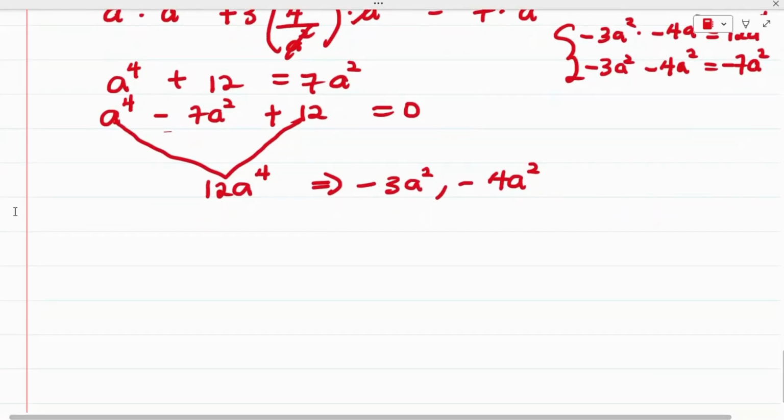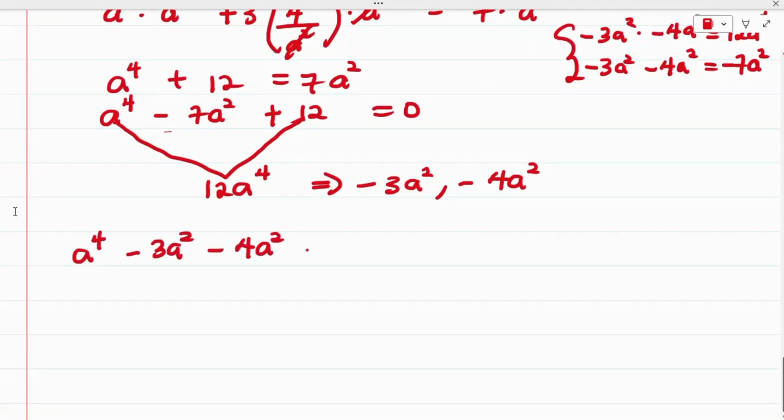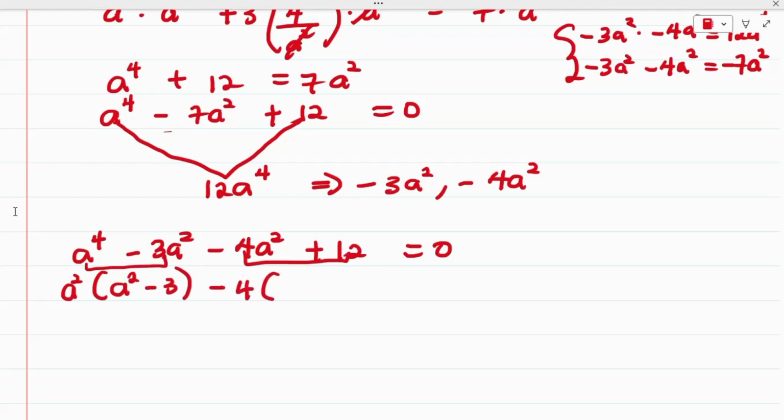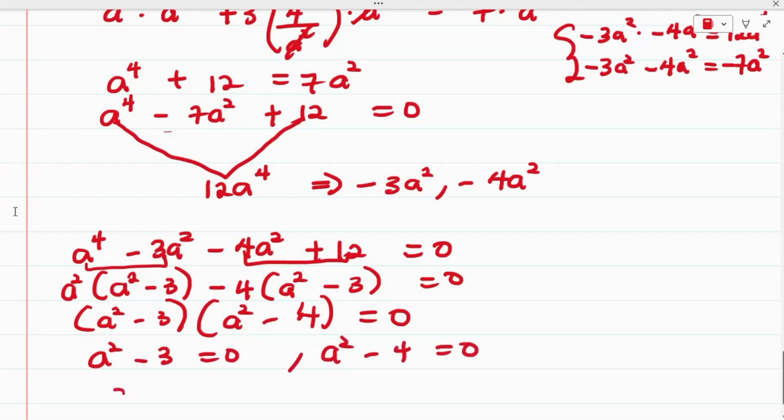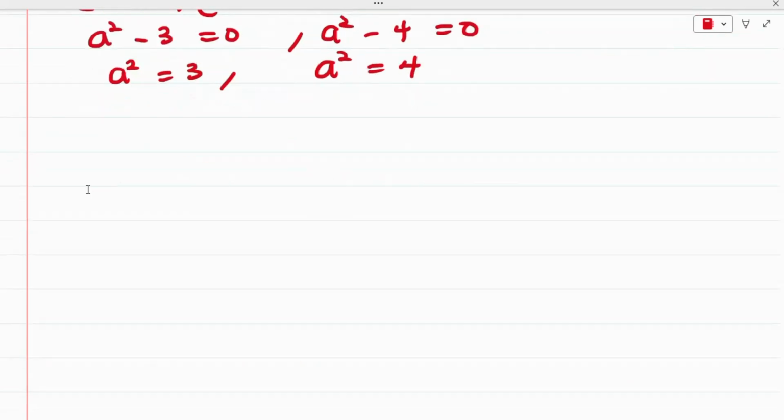So from here, we have a to the power of 4 minus 3a squared minus 4a squared plus 12 equals 0. If you factor out these two, we have a squared to be common, so this becomes a squared minus 3, minus. From here, we have 4 to be common, so we have a squared minus 3, equals 0. So we have a squared minus 3 multiplied by a squared minus 4 equals 0. So a squared minus 3 equals 0, and a squared minus 4 equals 0. a squared equals 3, and a squared equals 4. Alright, so we're going to solve separately for this.